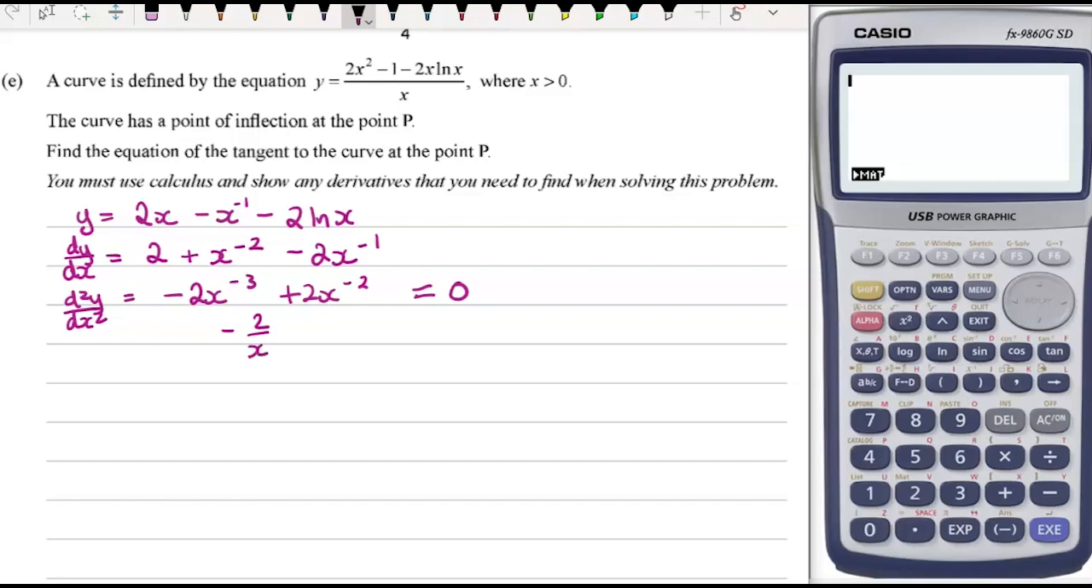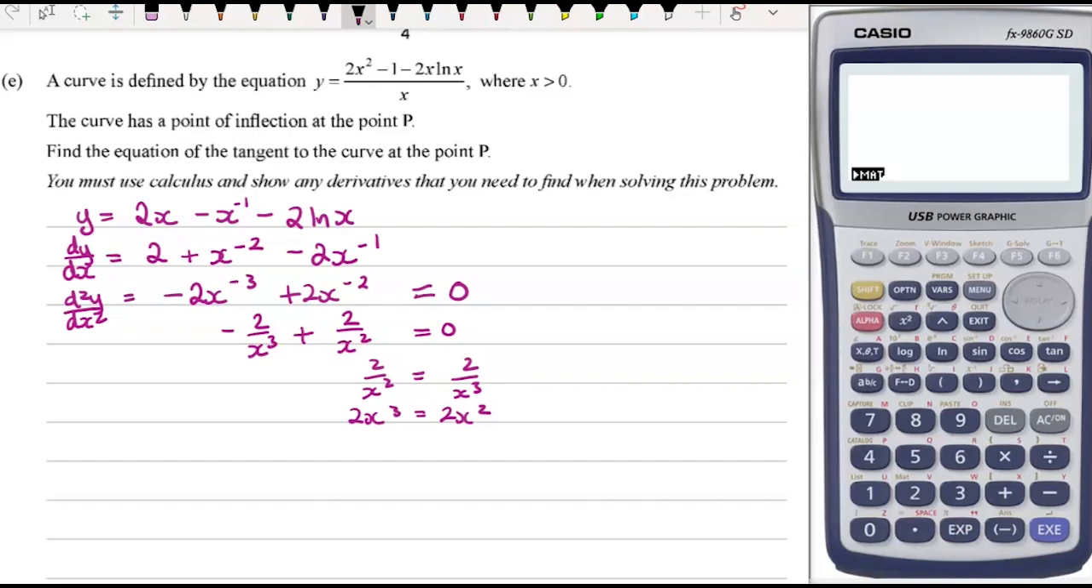This is going to be easier for me to see if I rewrite these as fractions. So this is 2 over x squared. Okay, so now 2 over x squared is equal to minus 2 over x cubed. So 2x cubed is equal to, oh wait, sorry, not a minus, it's a plus because I moved it over to the right hand side, 2x squared.